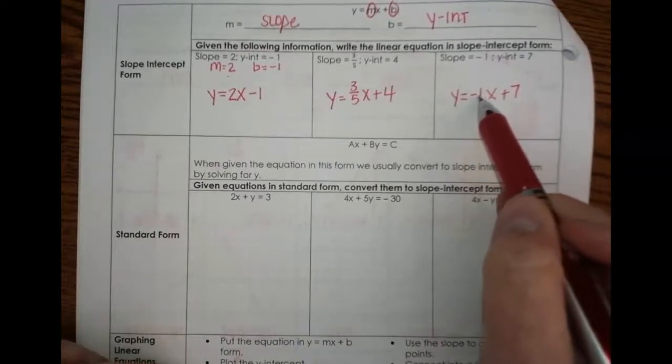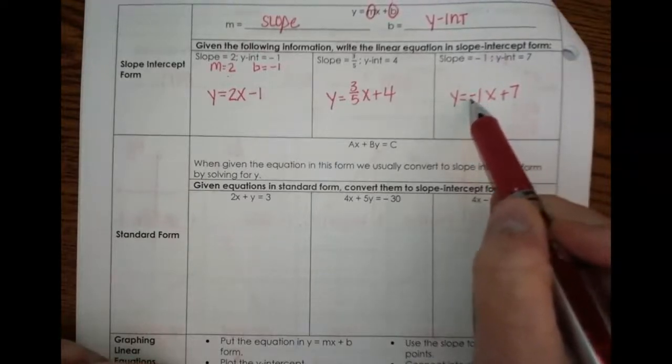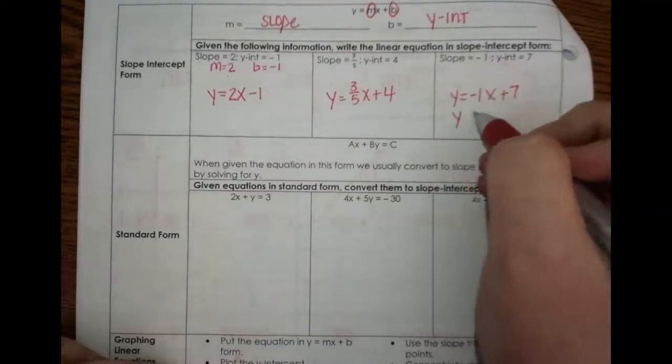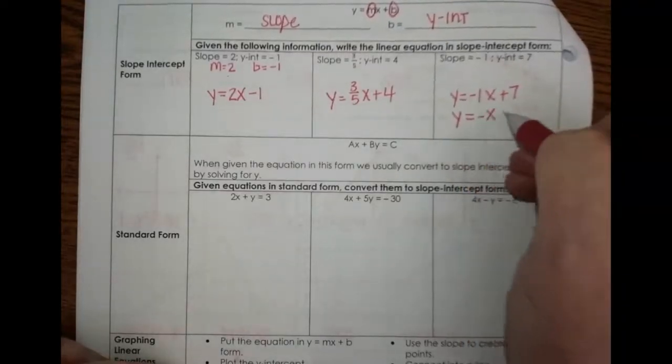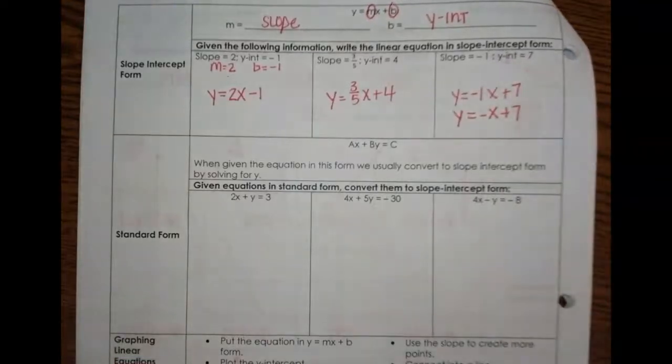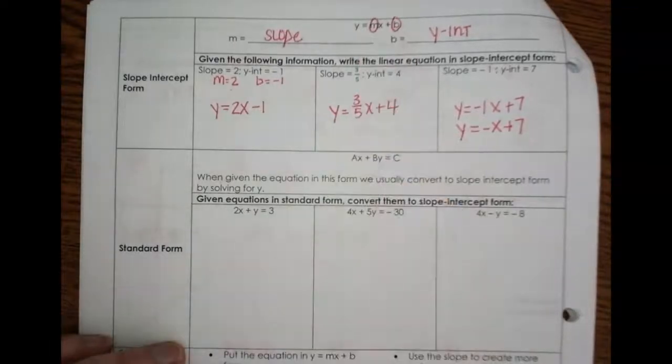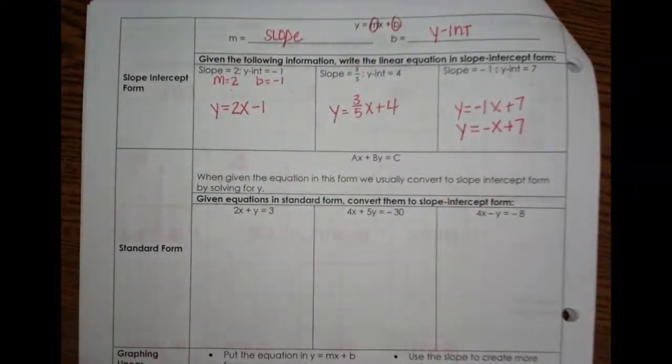If you don't have the 1 written there, that's fine, but you do have to have the negative sign. So you could have just had -x plus 7. These say the same thing. All right, so this is slope-intercept form because in the equation you can see the slope and you can see the y-intercept. That's why they named it that.